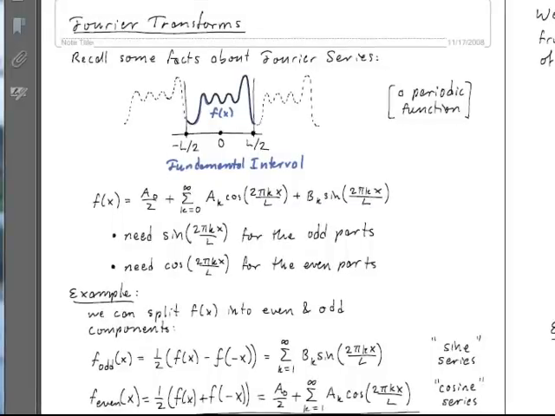Okay, so we saw for Fourier series that we could take any function between minus L over 2 and L over 2, this fundamental interval, and that function might look something like this. It might not even be periodic, but we can take a periodic extension of that, periodic images of those to the left and to the right, as many copies as we want, each of width L, and build a Fourier series. And remember that the Fourier series was written this way.